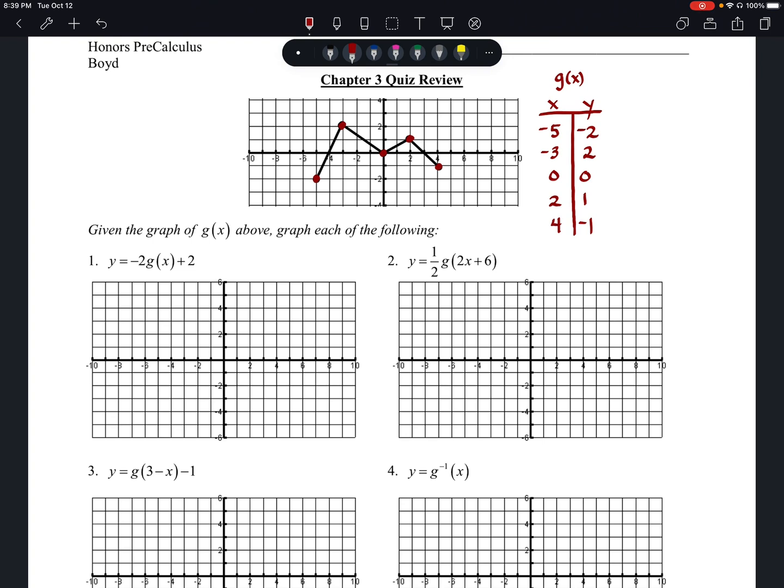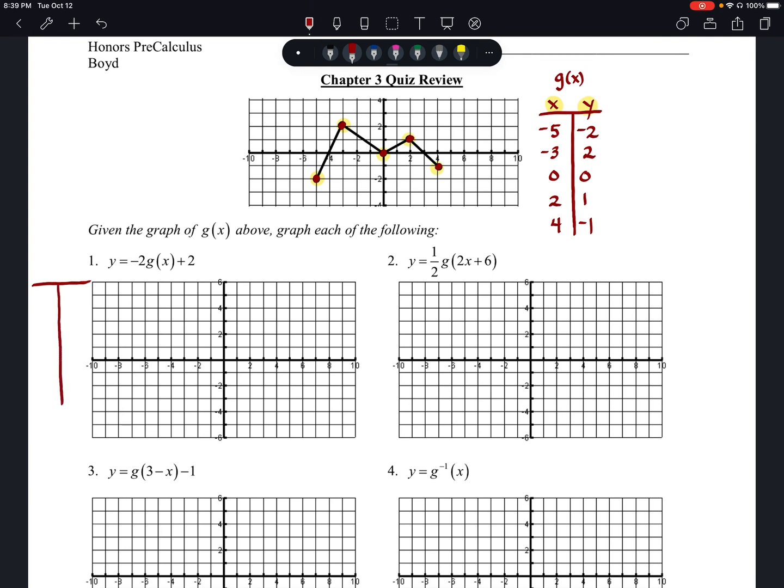So you'll see I already made an input-output table, and I took those 5 points that were given and just went ahead and translated them over onto the input-output table. So let's start out here with number 1. Number 1, we're going to go ahead here and let's just make a new table, and we will come up with our rules for x and y.